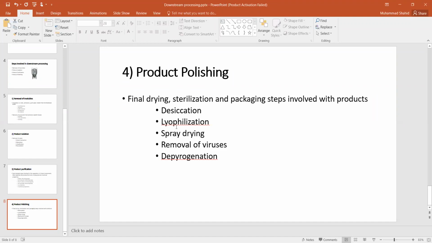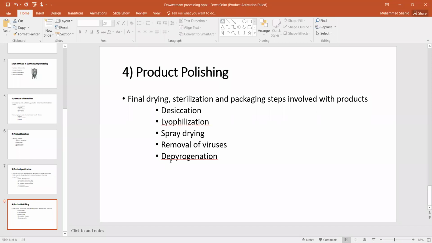Then another technique involved in product polishing is called lyophilization. I think you might be well aware of the process of lyophilization. Lyophilization is actually freeze drying, and there is a specialized instrument called a lyophilizer or freeze dryer that is used for the lyophilization process. Here, we remove the water content at extremely low temperature. Then we can also use a spray drying process, and for sterilization, we can remove viruses.